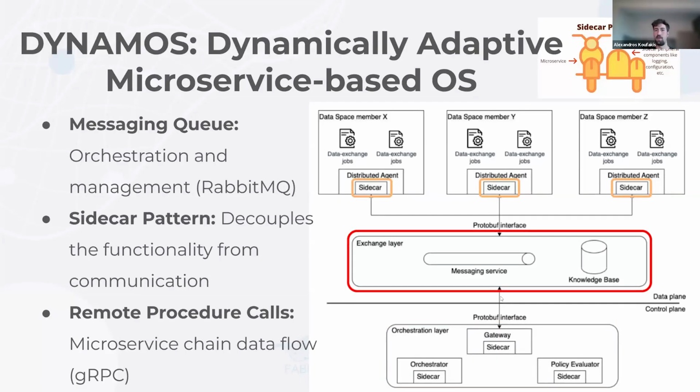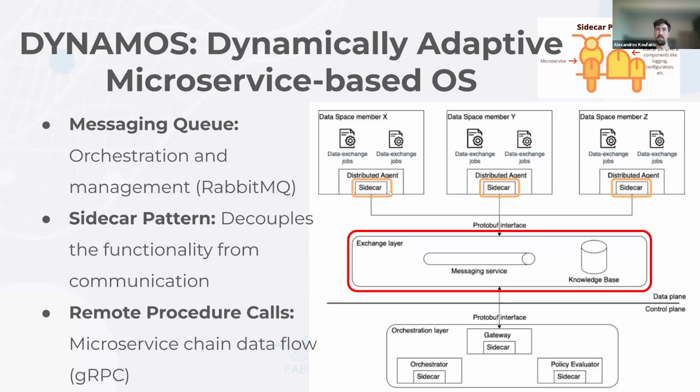So the next step, if we go up from the control plane to the data plane and into the messaging and the communication components. First of all, the messaging service or messaging queue is about the communication of the components for orchestration and management reasons. In practice, it uses RabbitMQ.